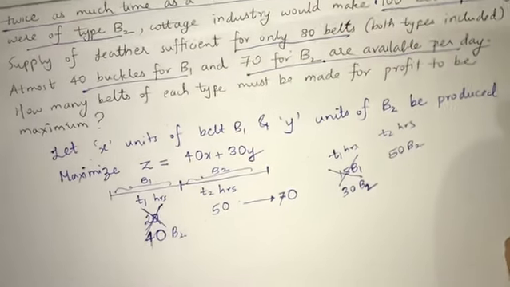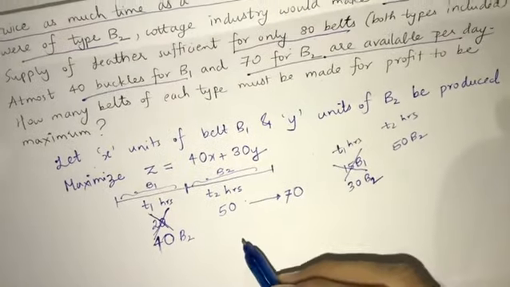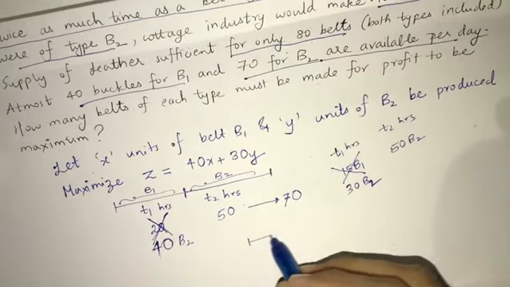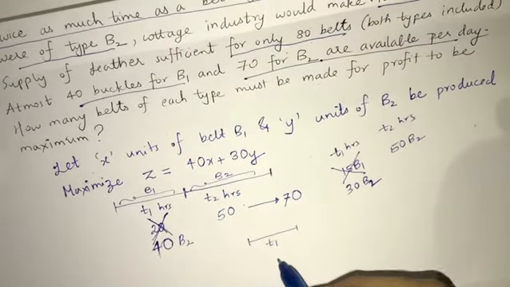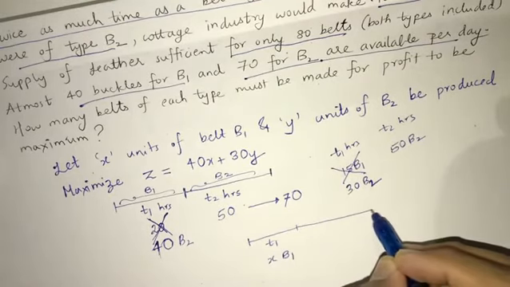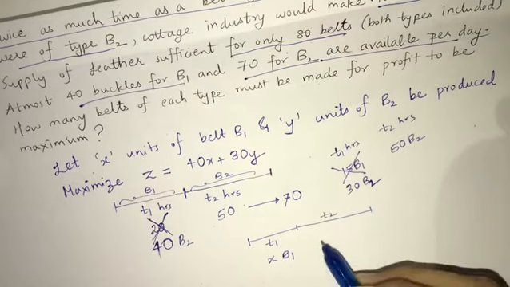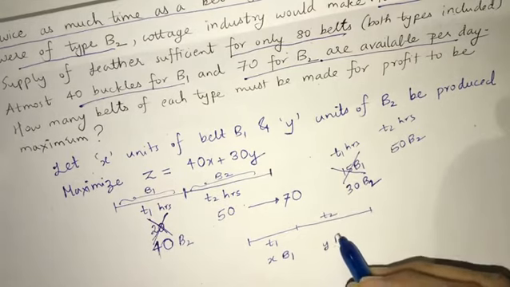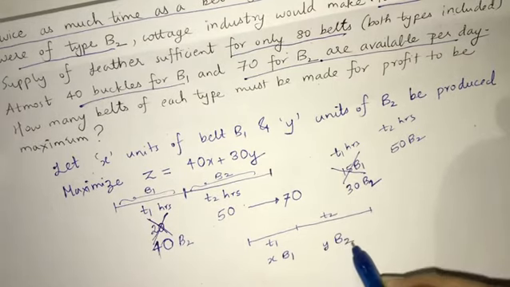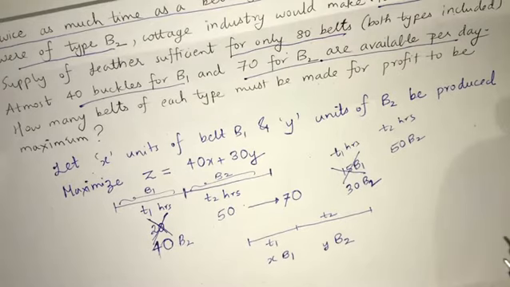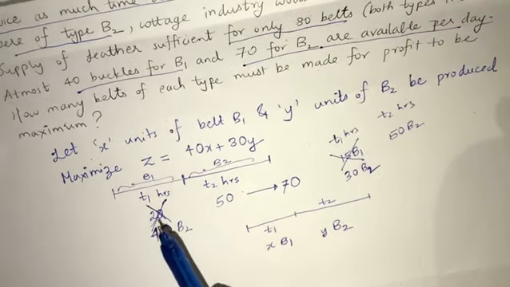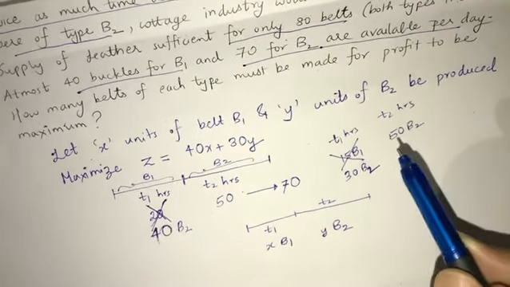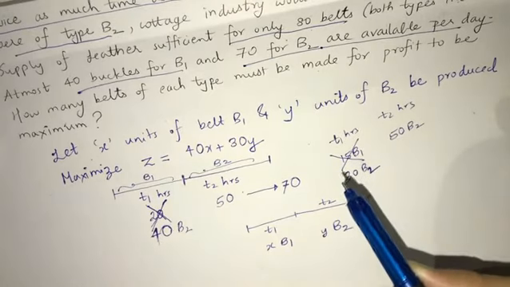Okay, so understand, in T1 hours we are going to make x belts of B1, and in T2 hours, in the remaining part of the day, we are going to make y belts of B2. Understand, x and y are independent. उनका अपना अपना value है. जैसे यहाँ पे था 20, 50, 20 became 40, 15, 50, 15 became 30.